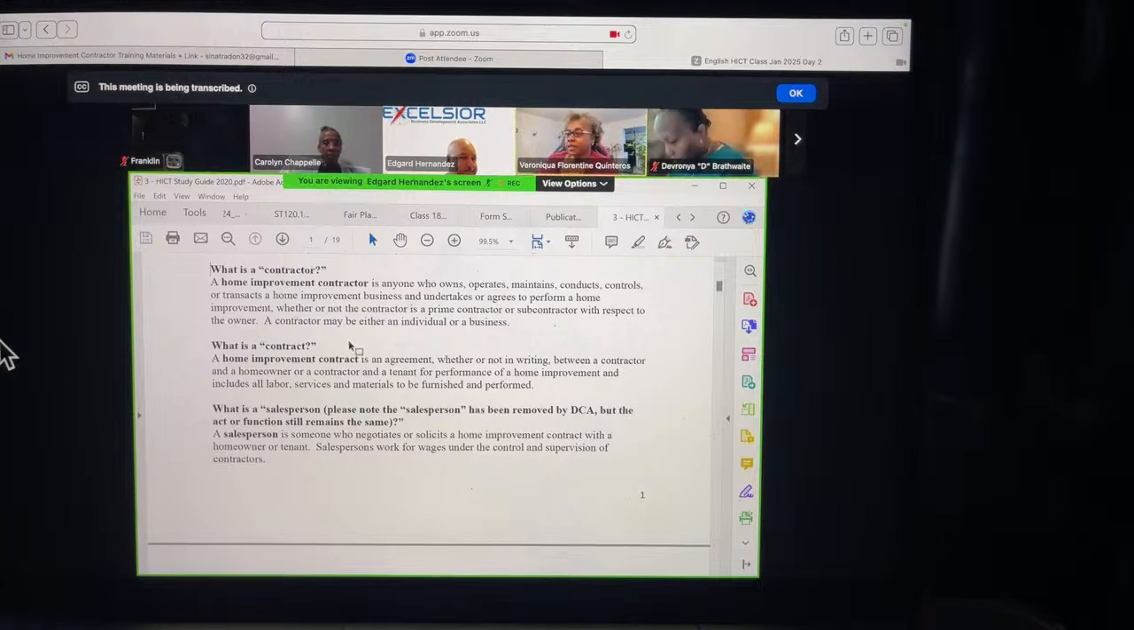A home improvement contractor is anyone who owns, operates, maintains, conducts, controls, or transacts a home improvement business and undertakes or agrees to perform a home improvement, whether or not the contractor is a prime contractor or subcontractor with respect to the owner. A contractor may be either an individual or a business. What is a contract? A home improvement contract is an agreement, whether or not in writing, between a contractor and a homeowner, or a contractor and a tenant, for performance of a home improvement, and includes all labor, services, and materials to be furnished and performed.